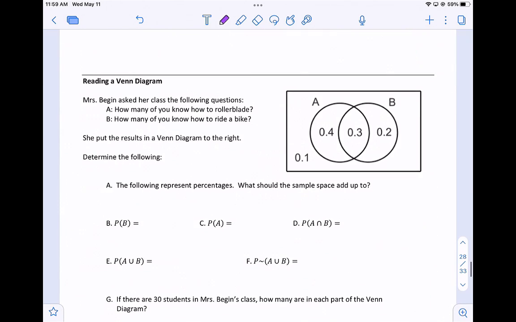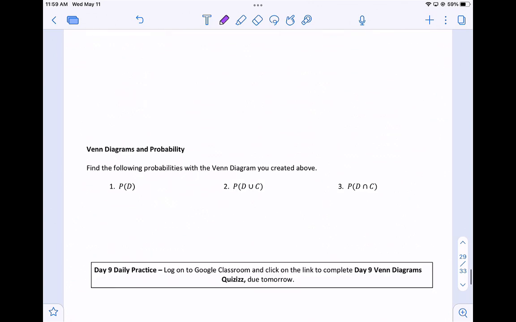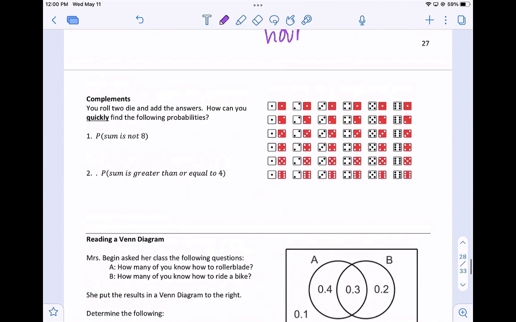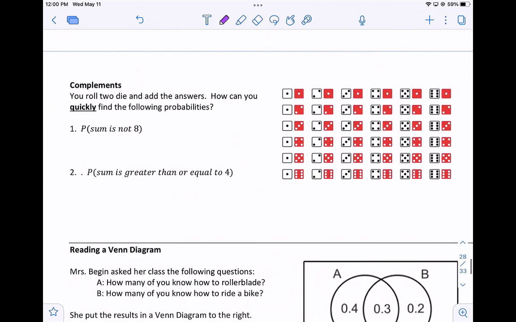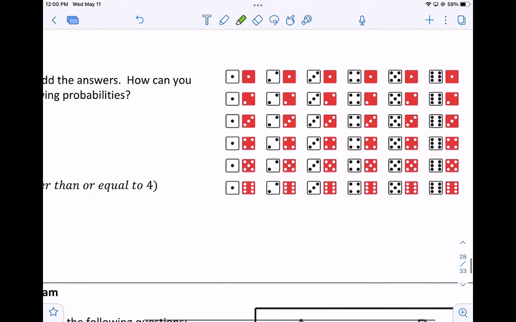And then we have complements, and we've talked about this before. It says you roll 2 dice and add the answers. How can you quickly find the following probabilities? So the first one is, what's the probability the sum is not 8? So instead of counting all the ones that are not 8, why don't we just count the ones that are 8? Okay, so 8 would be right here, here, here.